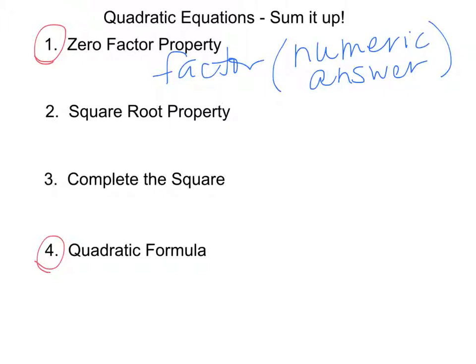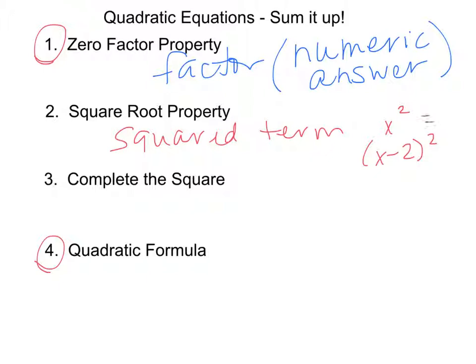Cool. You get the square root property here. So the square root property is when you only have a squared term. And that means if you just have like an x squared or you have a set of parentheses squared, that's when you use your square root property. It's equal to some number. All right? That's whenever you're going to use your square root property.